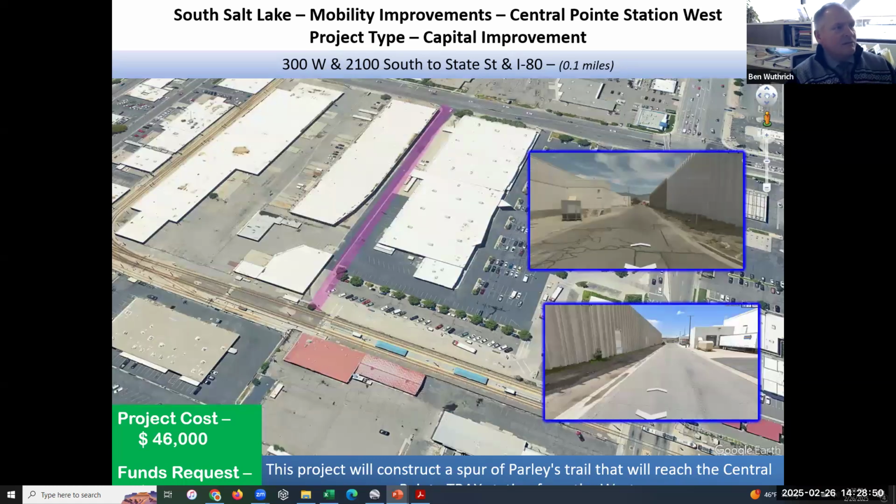The next project is again a request from South Salt Lake. This is also mobility improvements on the Central Point Station West. The intent of this is to construct a trail that'll reach the Central Point track station from the west side. Estimated project cost is $46,000. Funds being requested a little more than $42,000.